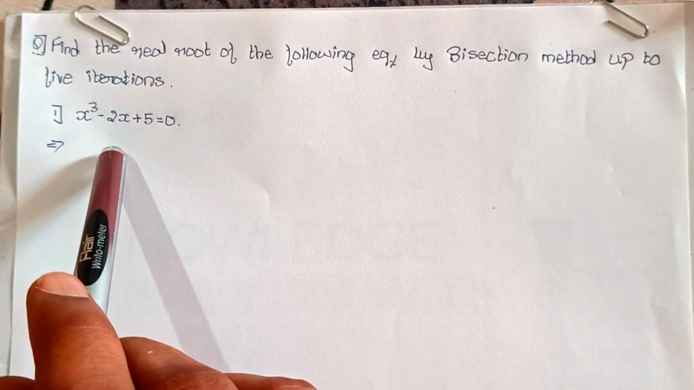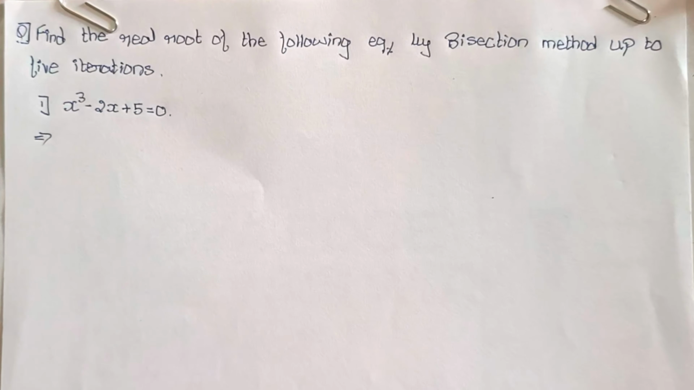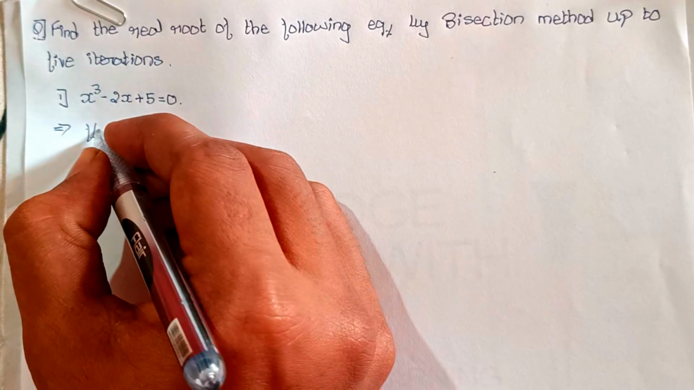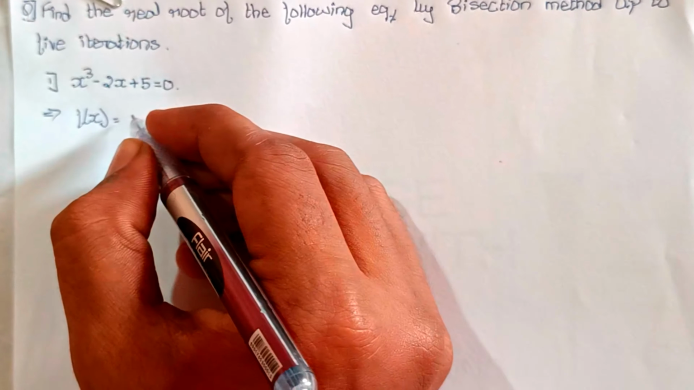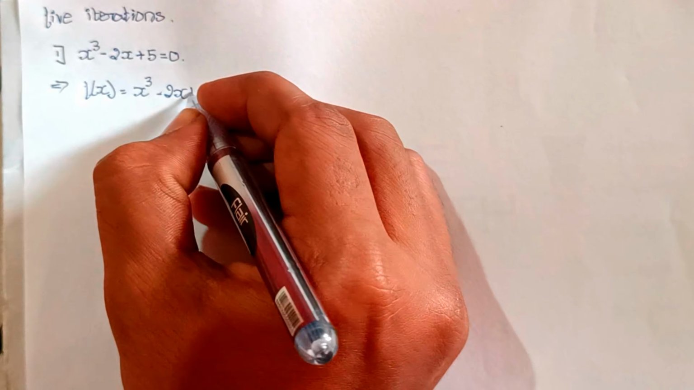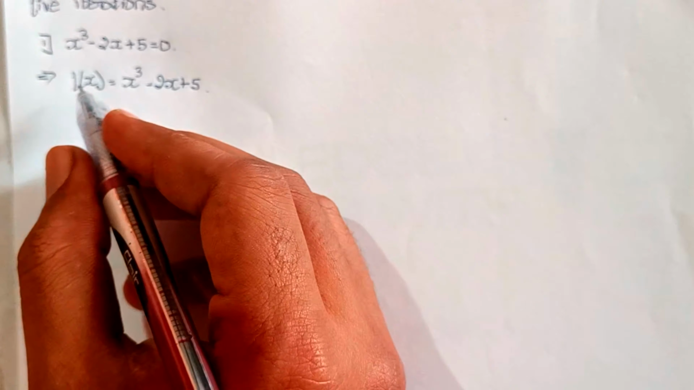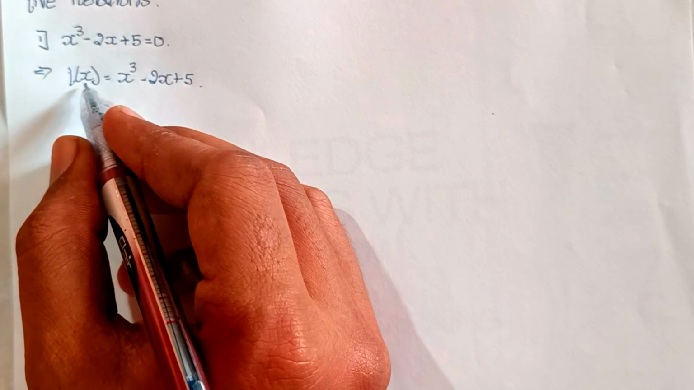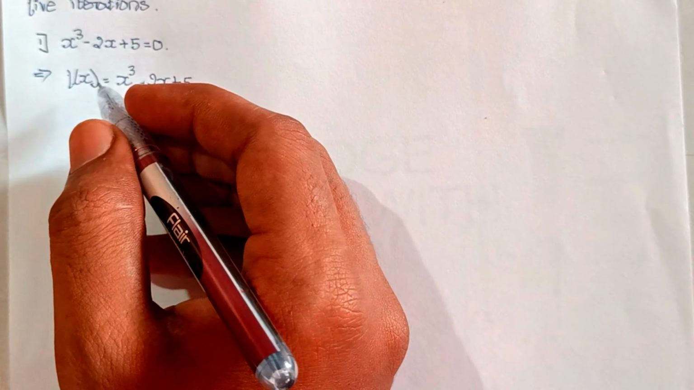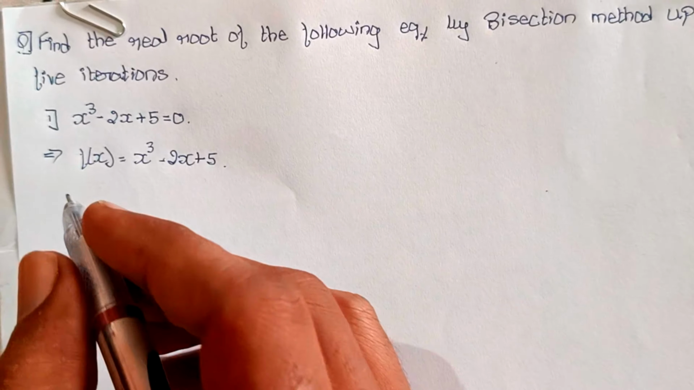First, we have to find where the root lies. For this, consider this equation as f of x. f of x is equal to x cube minus 2x plus 5. To find the roots, substitute 0, 1, minus 1, 2, minus 2 in place of x in such a way that we get opposite signs.